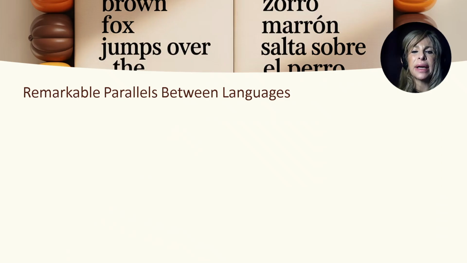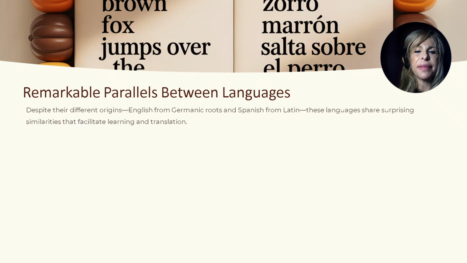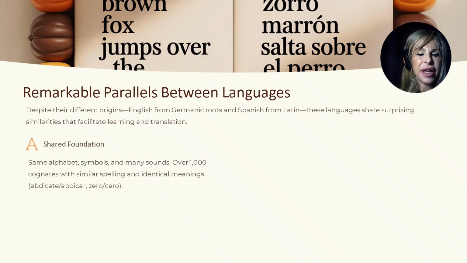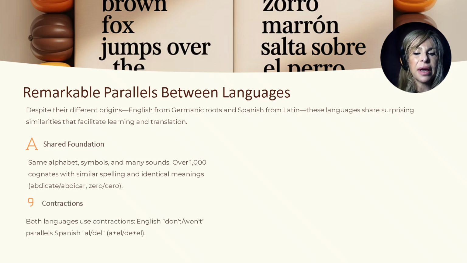Some remarkable parallels between languages. Despite their different origins, English from Germanic roots and Spanish from Latin, these languages share surprising similarities that facilitate learning and translation. Shared foundation: same alphabets, symbols, and many sounds, over 1,000 cognates with similar spelling and identical meanings. Abdicate, abdicar; zero, cero. Contractions: both languages use contractions, for example, in English, don't, won't, and in Spanish, a más el, al; de más el, del.